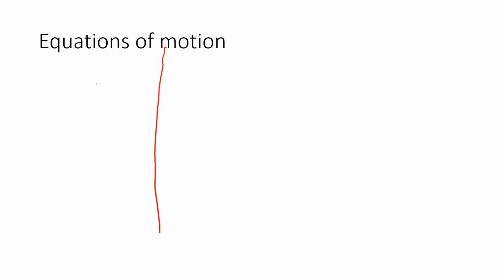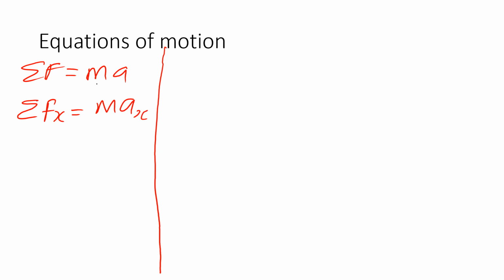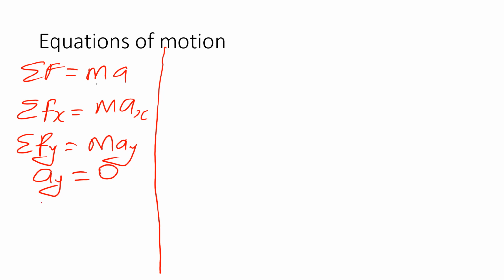So now it is time to make your equations of motion. Like stated earlier, sum of forces is equal to ma from Newton's second law. Now you have two directions, so you have the sum of forces in the x direction is equal to m multiplied by acceleration in the x direction. Sum of forces in the y direction is equal to m multiplied by acceleration in the y direction. But as we said in the previous slides, acceleration in the y direction is non-existent, so it's equal to 0. Therefore, sum of forces in the y direction is equal to 0.